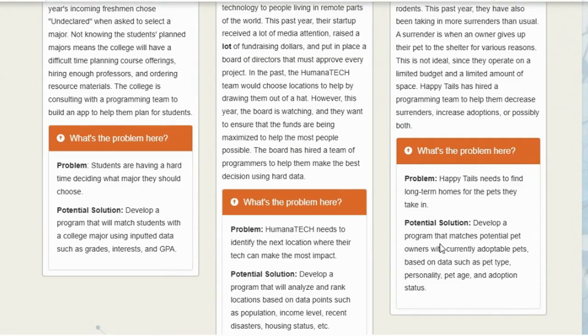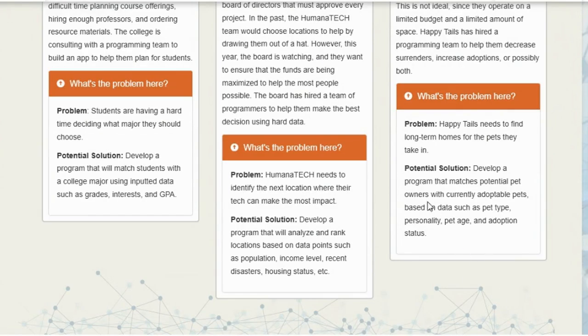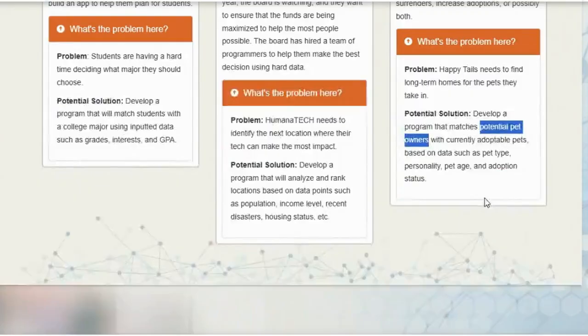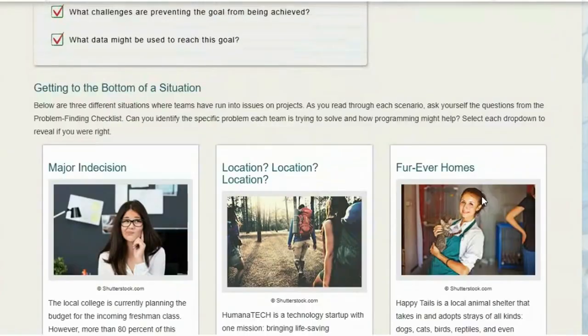Potential solution: develop a program that matches potential pet owners with currently adoptable pets based on data like pet type, personality, pet age, and adoption status. Okay. The other challenge might be how to get that information. You have to come up with some kind of surveys that determine their personality and what pet they might be good for. Lifestyle, I think, would be a big part of it. If you travel a lot, if you're not home very often, a dog is not a good choice because you've got to let your dog out regularly. There's a lot involved with that. But some other animals are a lot easier.